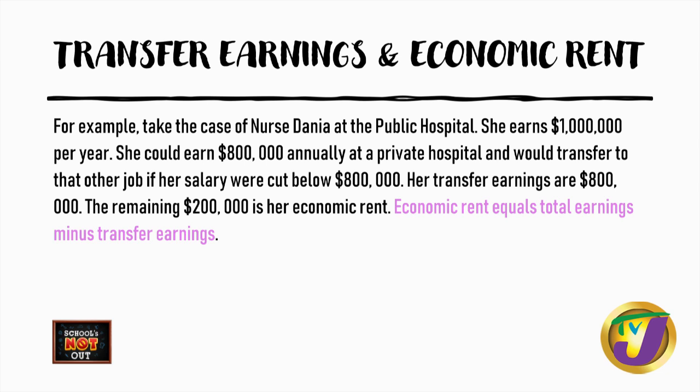So for example, take the case of Nurse Dana at the public hospital. She earns $1 million per year. She could earn $800,000 annually if she went to a private hospital and would transfer to another job if her salary was cut below $800,000. So if at her current job they decide to cut her salary below $800,000, she would leave because that amount is her transfer earnings, right? So the remaining $200,000 would be her economic rent because that's above the minimum she requires to stay in the job.